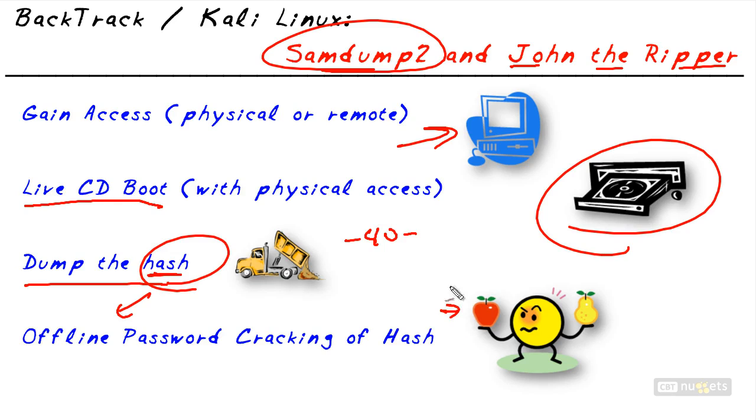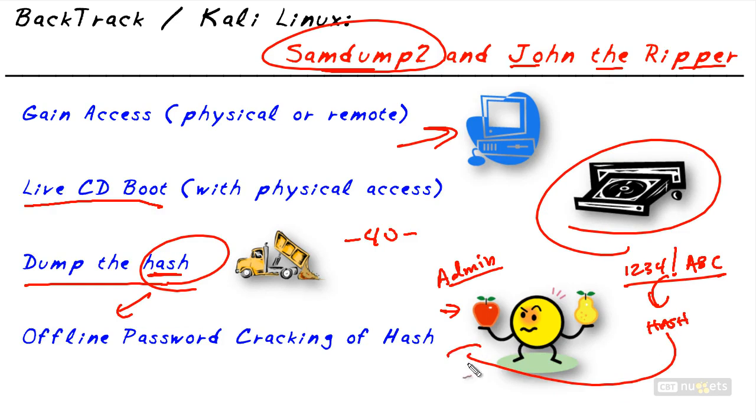And here's effectively how it works. We have this hash. Let's take the hash for administrator. So we have the hash for administrator, and we say, I wonder if the password is 1234 bang ABC. And what we do is we take this passphrase and we create a hash, and then we compare that hash against the hash that we dumped against that account. If it matches, bingo, we have the password.